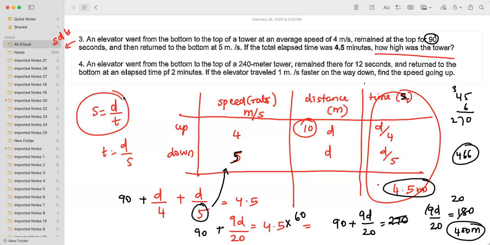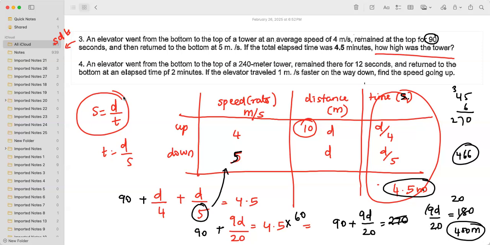It says the elevator returned to the bottom at an elapsed time of 2 minutes. They don't provide the time for going up, right? They just give us the time for going down, which is 2 minutes. No, the elapsed time of 2 minutes means for going up and down. The total was 2 minutes. Because it remained there for 12 seconds, and this also covers the 12 seconds it remained there. You get it?